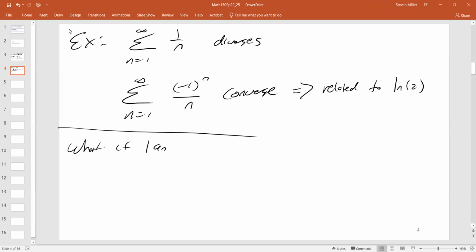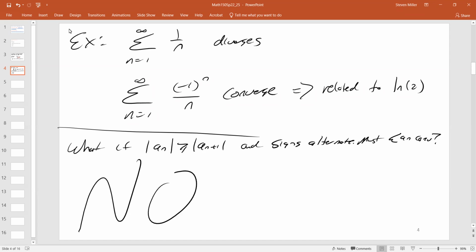What if we just had a_n plus one, a_n was greater than or equal to a_(n+1), and signs alternate? Must the sum of a_n converge? Plus one minus one, plus one minus one. So if they don't decrease, then we don't know that the gap between them is getting smaller.